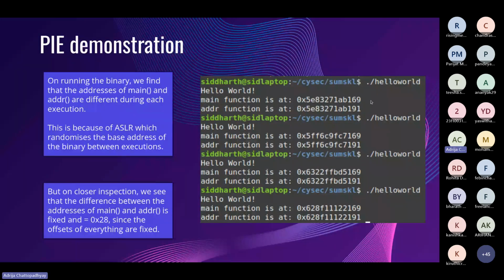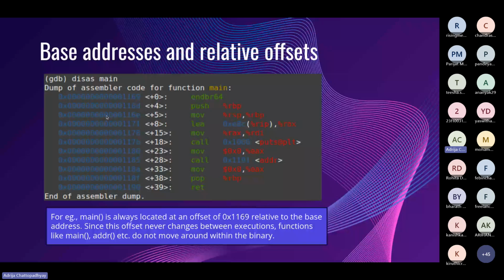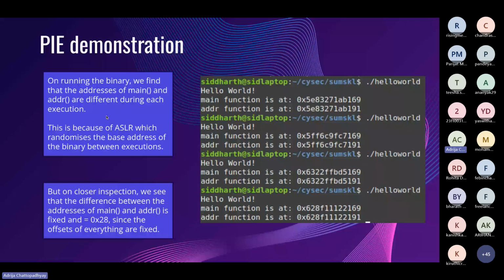Okay. So on running the binary, we find that the addresses of main and ADDR are different during each execution. This is because of ASLR, which randomizes the base address of the binary between executions. But on closer inspection, we see that the difference between the addresses of main and ADDR is fixed. So the offsets we see are the same. In fact, the last three digits are also the same.